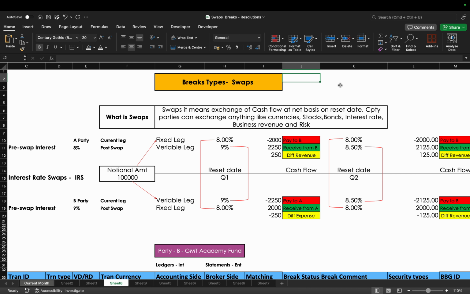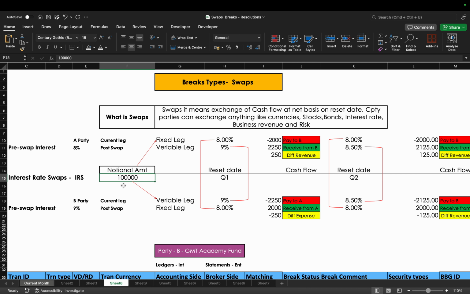So let's take this example. The first condition is, if you want to sign a swap, an interest rate swap or any swap, there should be an underlying. And in this case, the underlying is the notional amount. The notional amount is the borrowed amount. Let's say both counterparties have borrowed from different banks, and now they each have a liability of $1 lakh or 100K, and that amount will be treated as the notional amount in the swap contract.